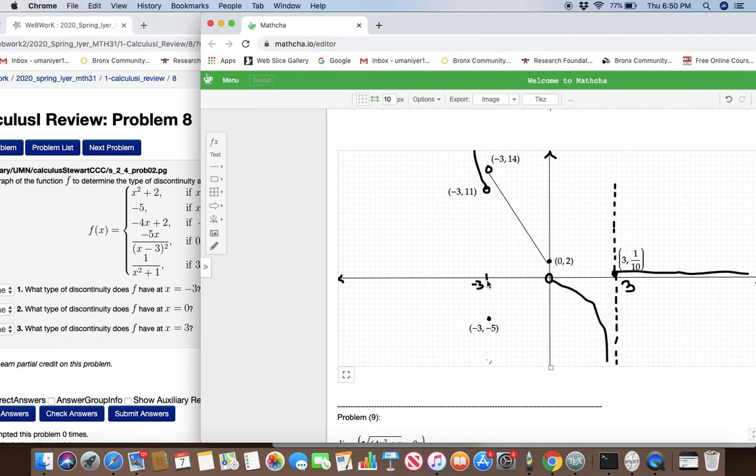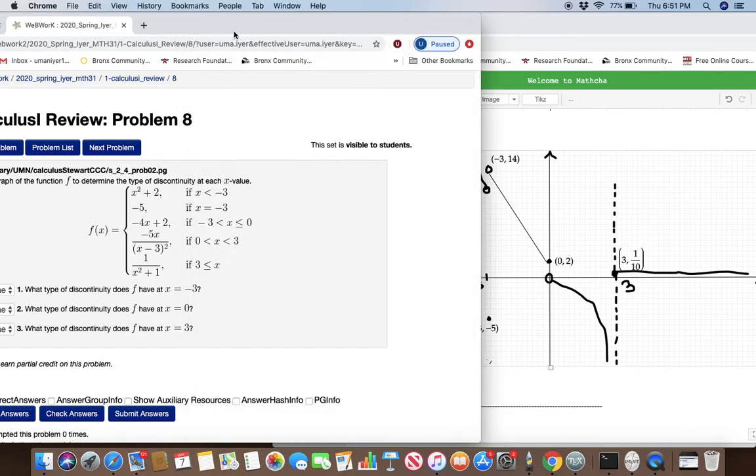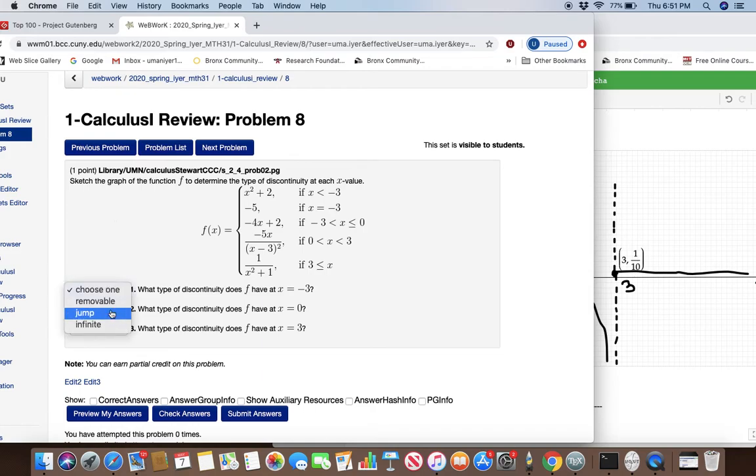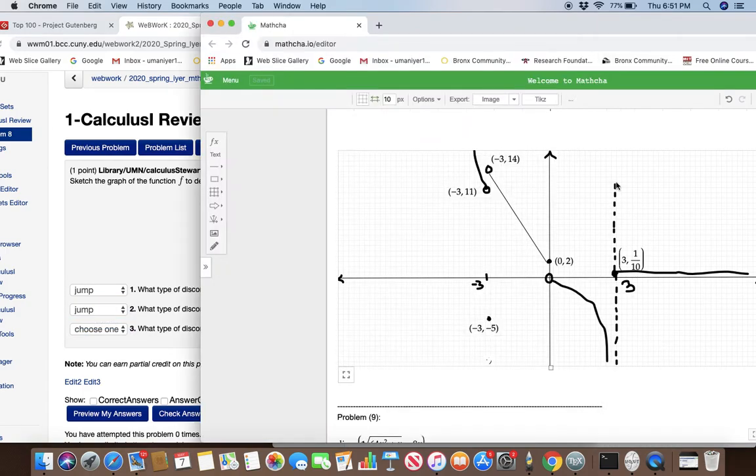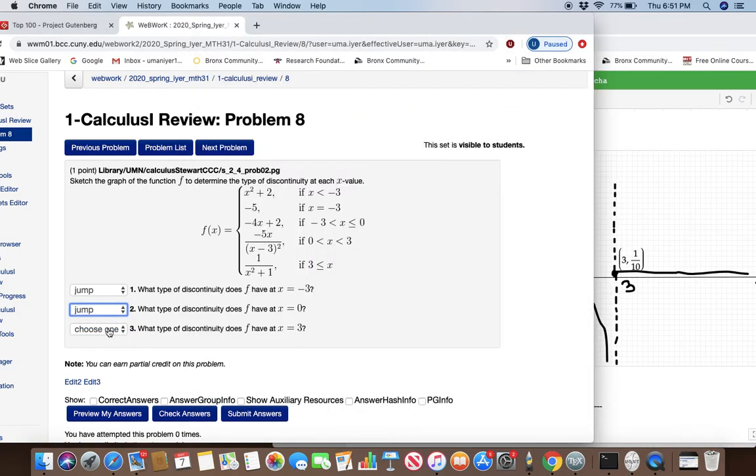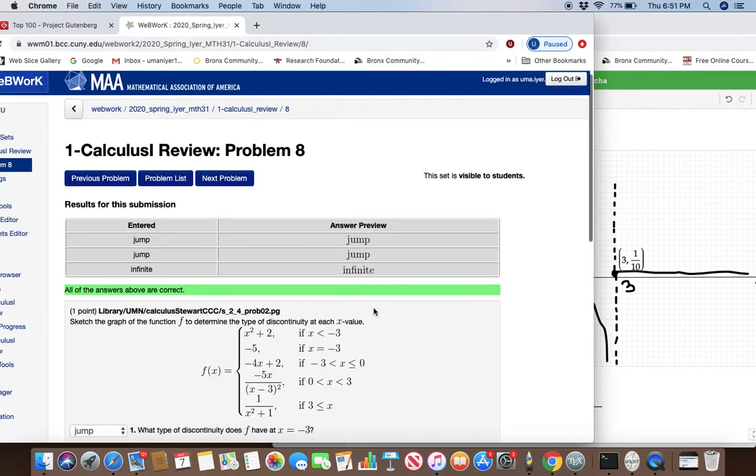At -3, what kind of discontinuity is it? From here I'm jumping. From here also I'm jumping. Whereas here I'm going to infinity. So that's an infinite discontinuity. These are jump discontinuities. So the first two are jump discontinuities, and the third one for me is an infinite discontinuity. All right. Next one.